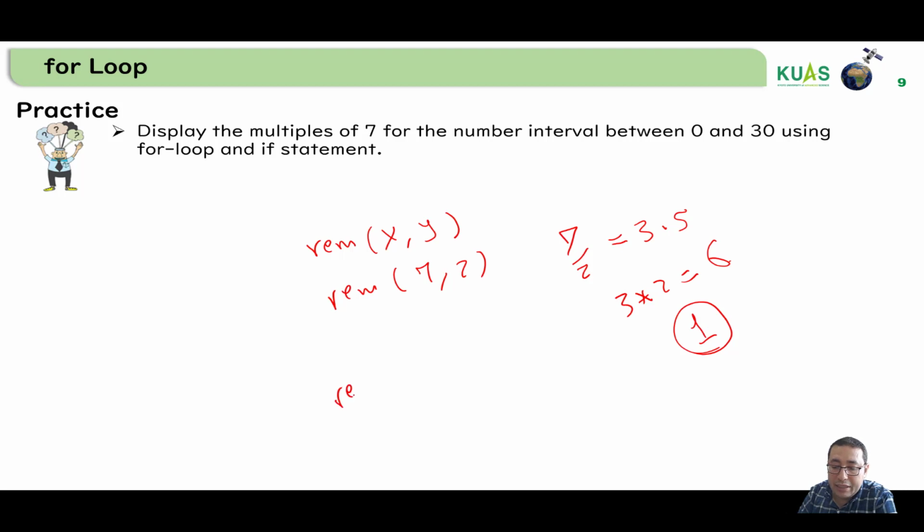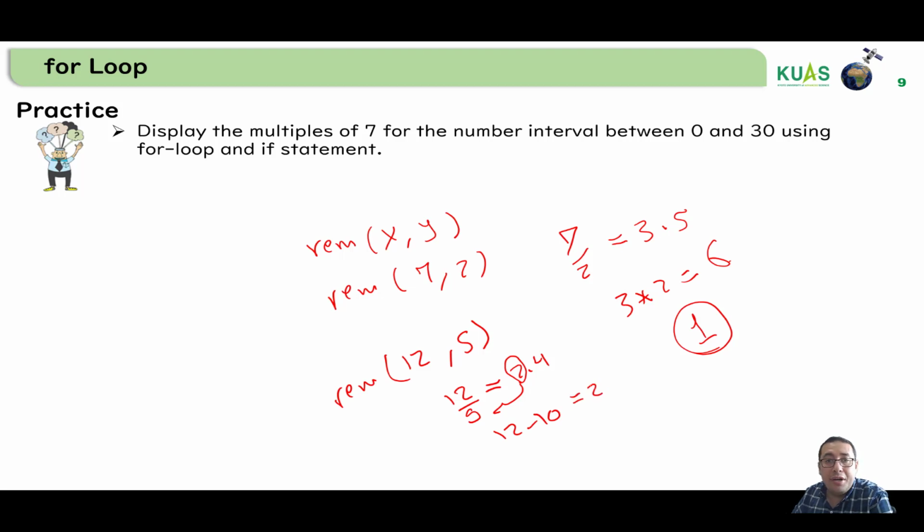And what if we say the remainder of, for example, 12, 5? It's 12 divided by 5. The answer is 2 point something, for example, 2.4. If we take this integer value, which is 2, then 2 multiplied by 5 is 10, so 12 minus 10, the answer is 2. So the remainder of 12, 5 is 2.